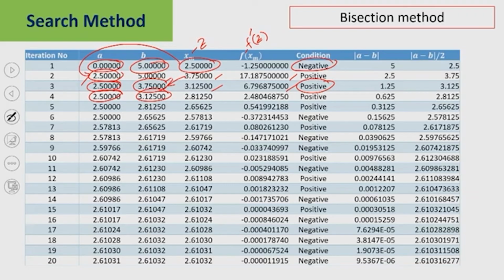and then you continue your iteration. Okay. So, you can see that I have done up to 20 iterations, and in 20 iterations you are getting the absolute value of a minus b as 9.5367 into 10 to the power minus 6, and the solution is 2.6103. Okay. So, anyway, we have some more decimals here, but the solution is 2.6103. Okay. So, we got the solution.